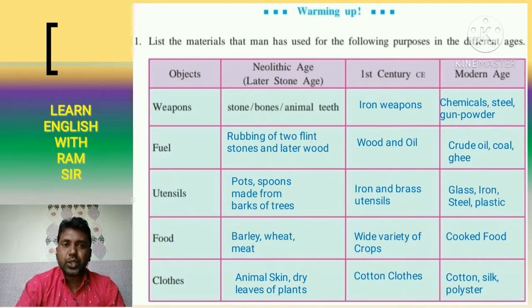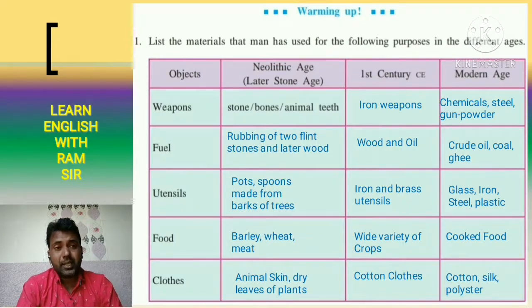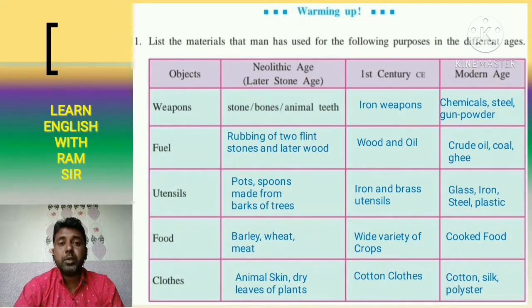And in the first century CE, people used a wide variety of crops, and today people use various kinds of food items. Nowadays people eat so many food items, right? Cooked food generally we are using today, but in the previous period people had not used cooked food.